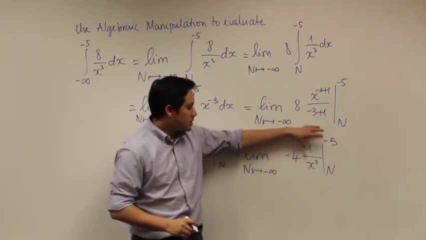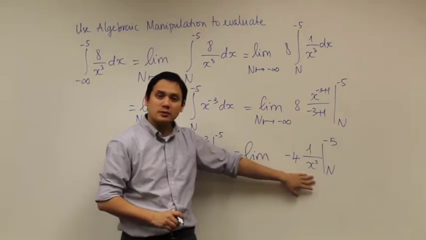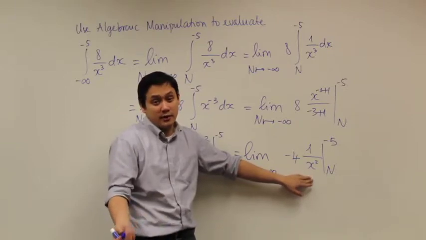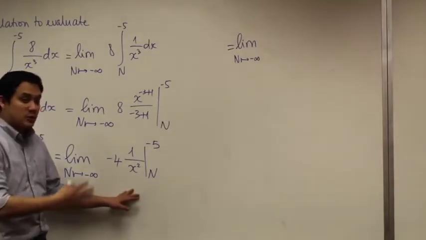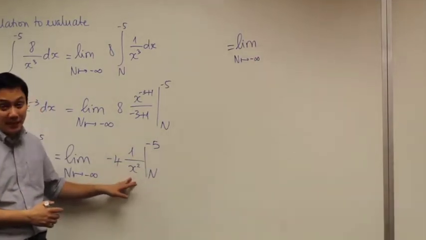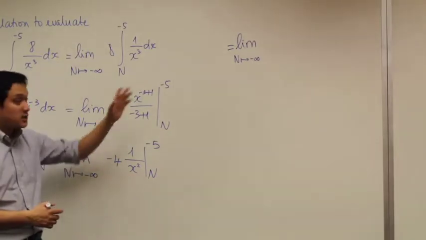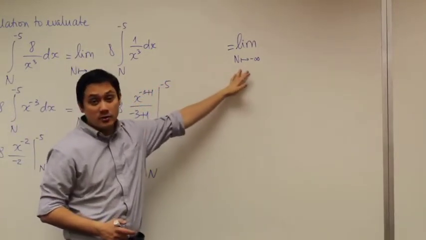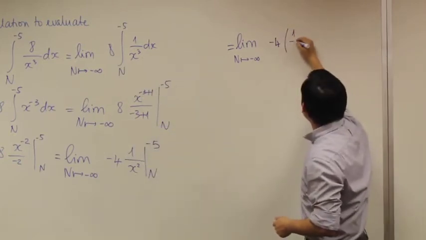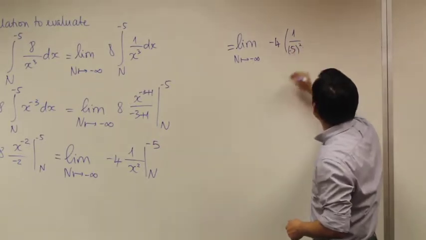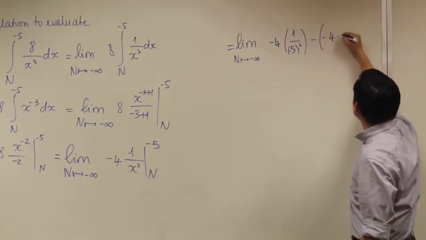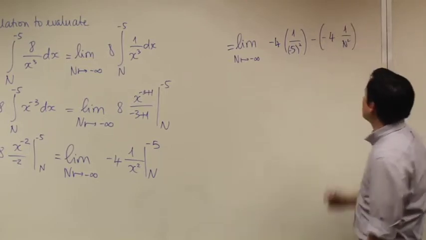Now I use the fundamental theorem of calculus part 2. I'm going to substitute negative 5 into the place of x, and capital N into the place of x. This is what I got: the limit as n goes to negative infinity of negative 4 times 1 over negative 5 squared, then subtract negative 4 times 1 over n squared.